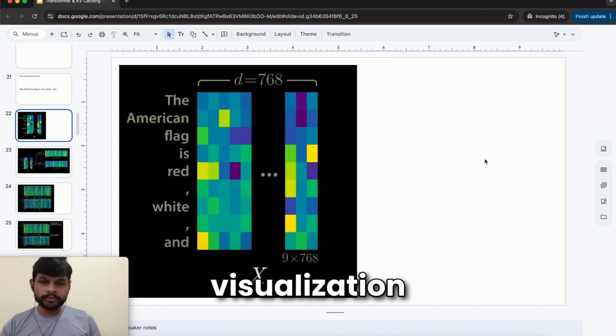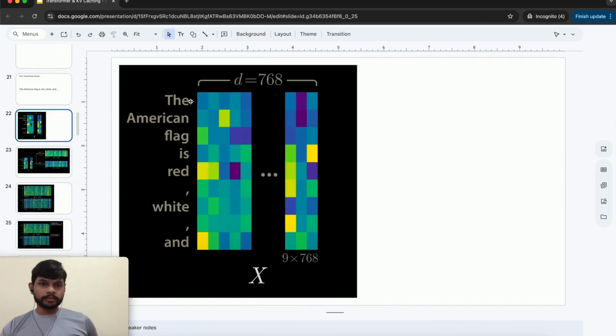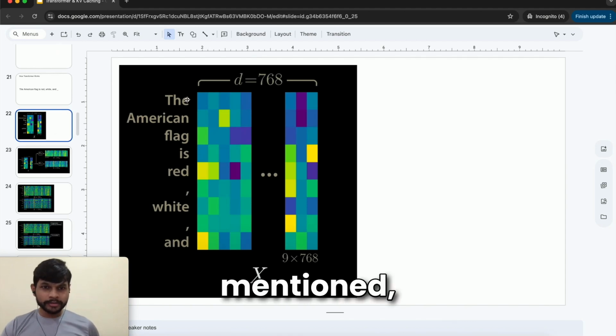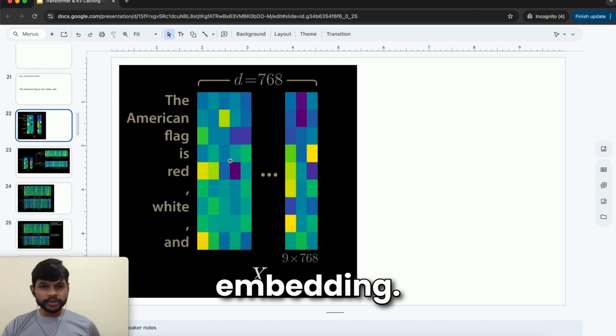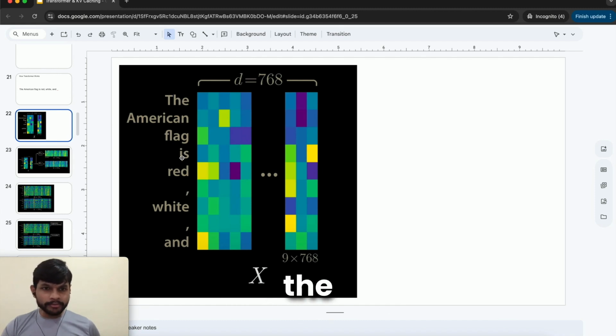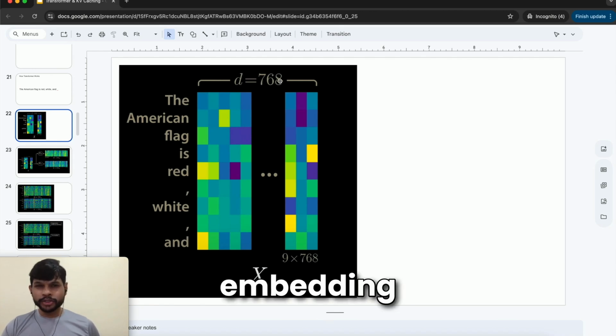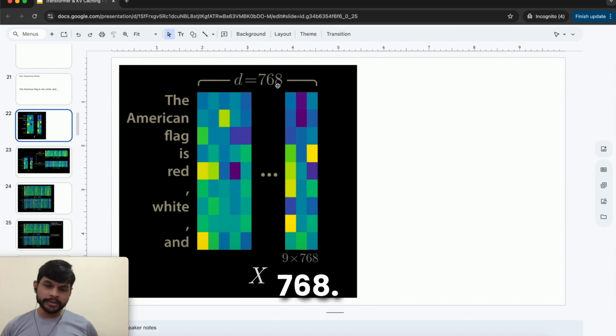Okay, let's see some visualization of what I discussed before. So the first step, as I mentioned, is to get the embedding. So this is how the embedding looks. The sentence is "The American flag is red, white, and", and the embedding dimension here in this example is 768. So imagine the word "the" has an embedding in a dimension of size 768. Similarly for all other tokens.